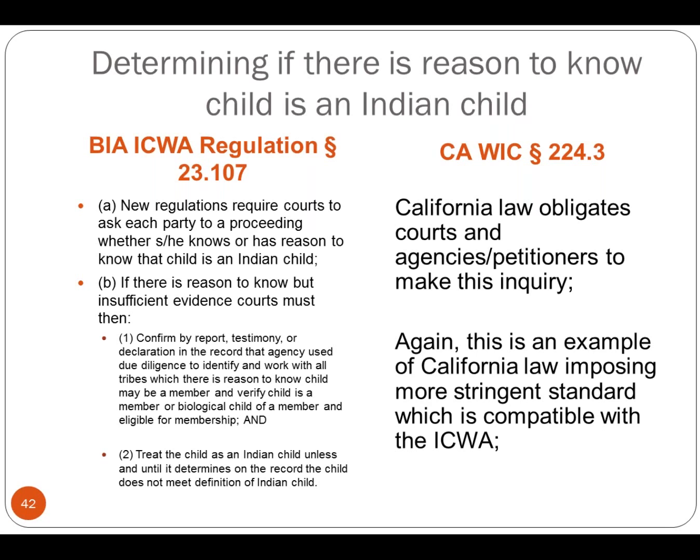And if there is reason to know, but insufficient evidence, the court must then confirm by report, testimony, or declaration on the record that the agency used due diligence to identify and work with all the tribes which there is reason to know the child may be a member of, and verify the child is a member or the biological child of a member and eligible for membership. And, very important, treat the child as an Indian child unless and until it determines on the record the child does not meet the definition of Indian child.